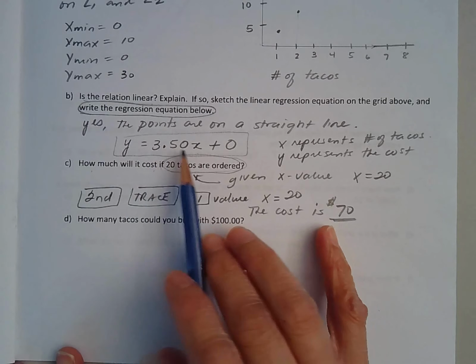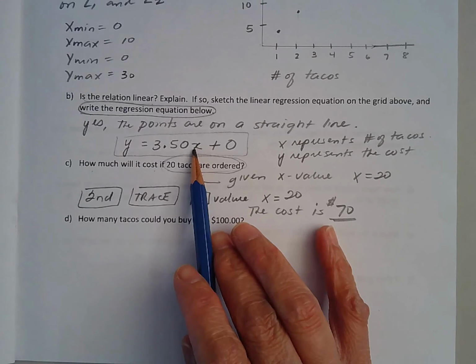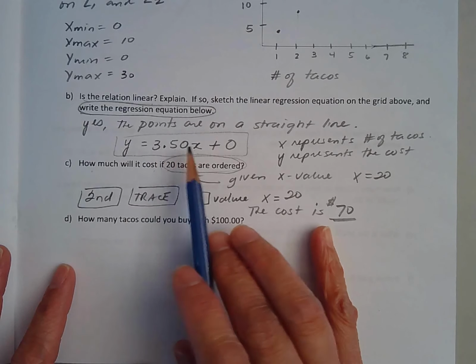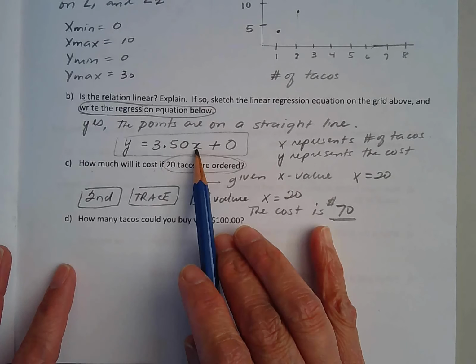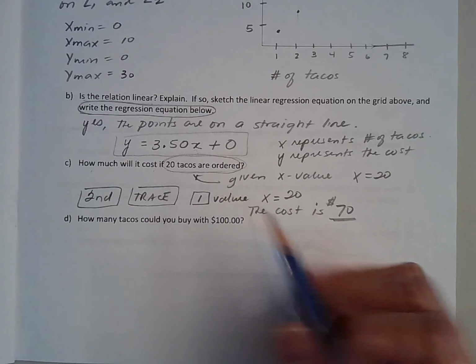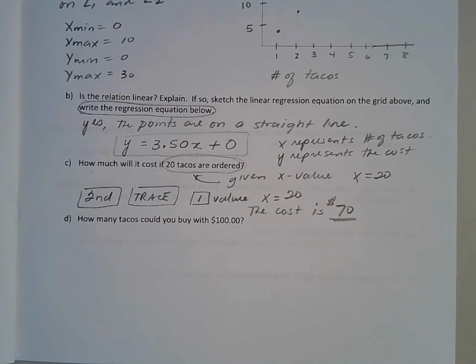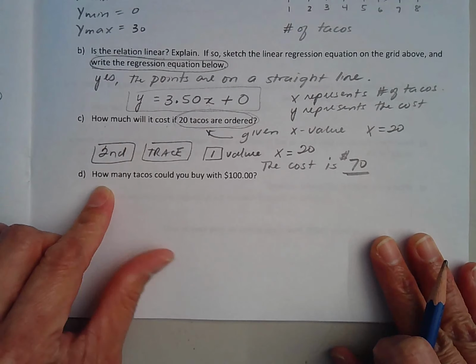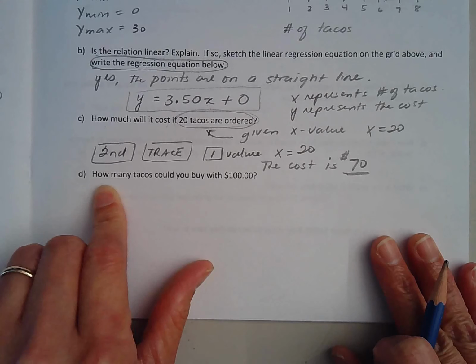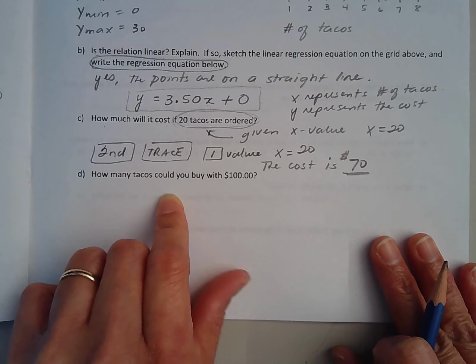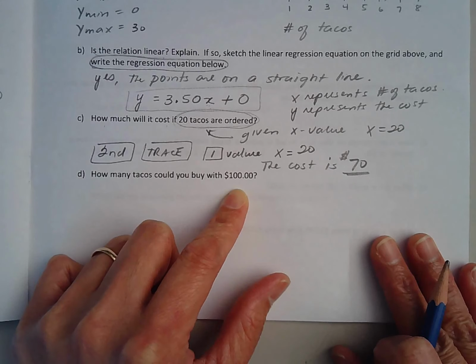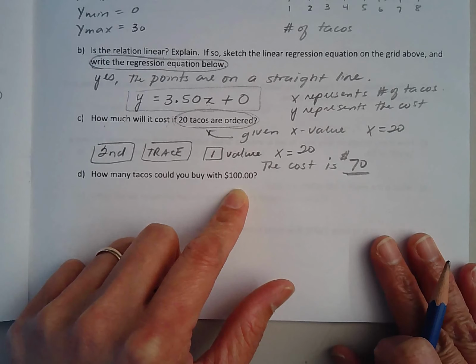You can go, okay, I know how many tacos there are. We know the regression equation. I know my x. So I can go 3.5 times 20, right? Plus 0. So it would give us 70. Okay, next one. How many tacos can we buy with $100?